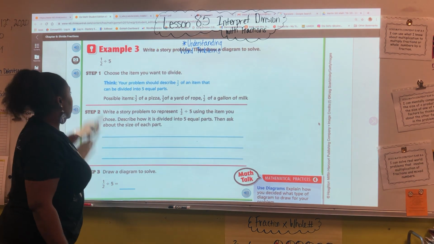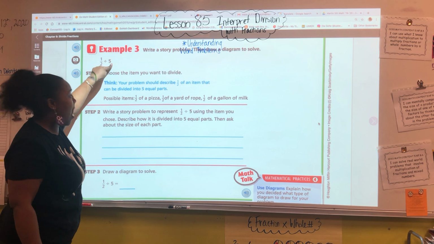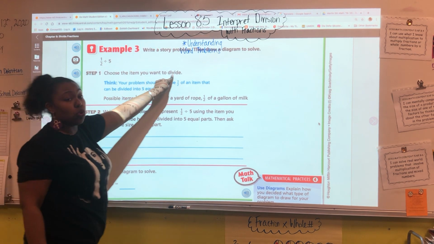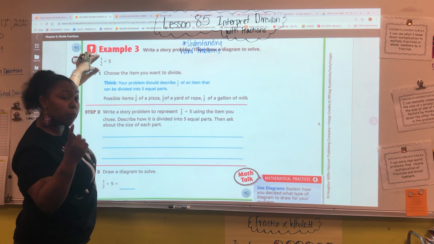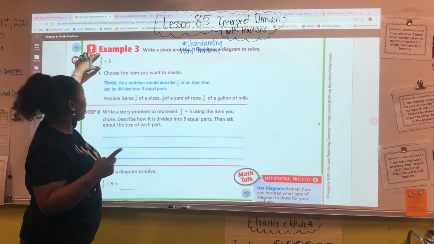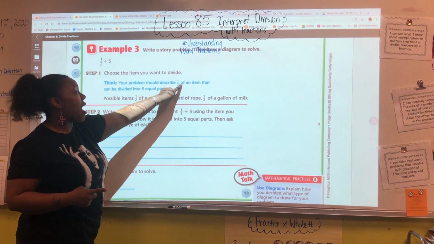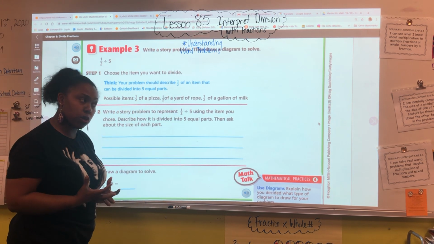Now in the second one, let's look at our fraction. It's 1/2 divided by 5. So first, you want to choose what item you want to divide. So the thing that you're going to think about, because order matters, what you're starting with is 1/2. So your problem should describe half of an item that can be divided into 5 equal parts. That's what we're trying to do.